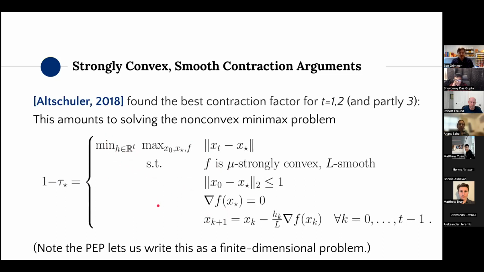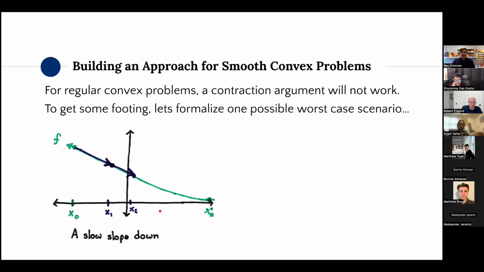All right, so I'm looking at just regular convex problems. I just want to do smooth and convex. So we're not going to get a contraction argument. There are lower bounds for smooth convex that say the best you can do is sublinear. So we need some different angle to try and get a handle on what the worst case behavior will be for smooth convex problems.